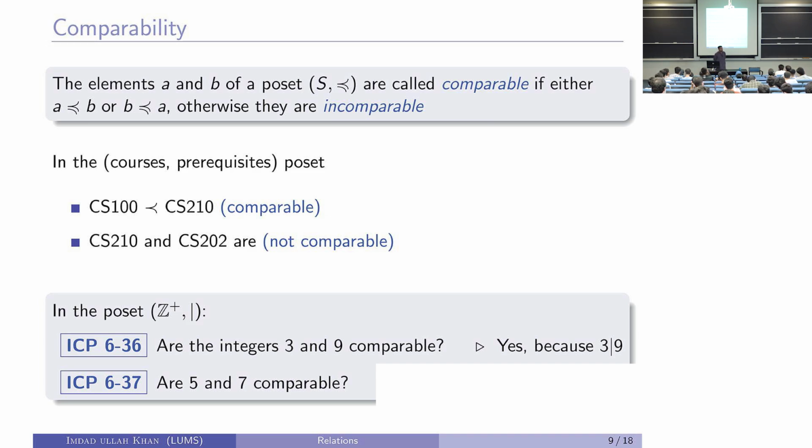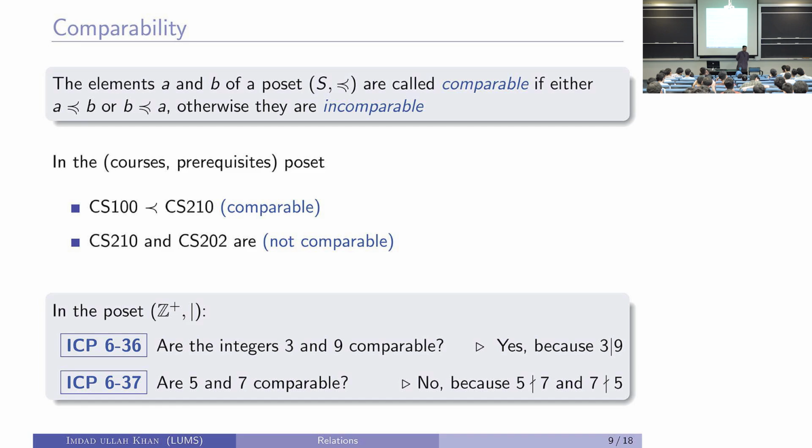What is 5 comparable with? 10. What else is 5 comparable with? 1. Right, 5 is comparable with 1, 5 is comparable with 5, 5 is comparable with 10, 15, 20, 25, all of them. Is this clear? Yes? Okay, so we know comparability. Now this is going to give us the next main concept.